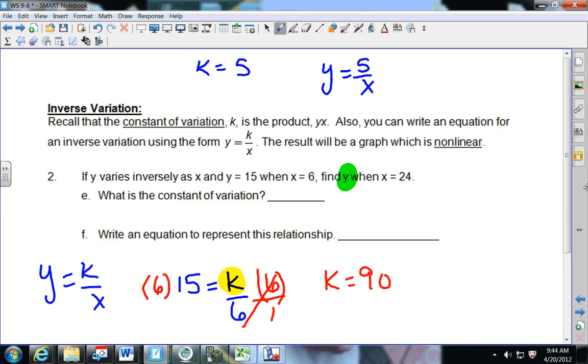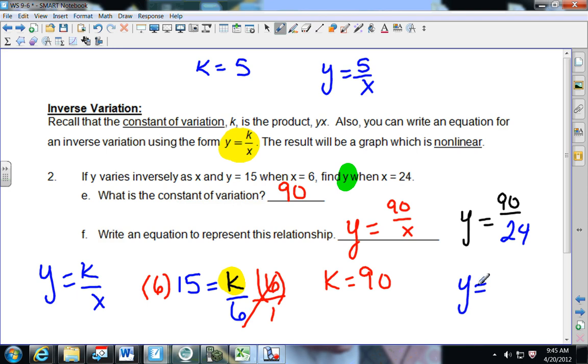So wait, I'm sorry, let's go up here. The constant of variation is 90. My equation would be y equals 90 over x, because this is my formula right there. So it wants you to find y when x is 24. So I'm going to have y equals 90 over 24. And what is y?